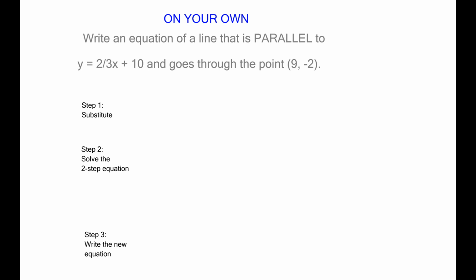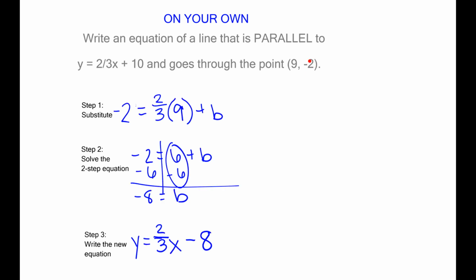Here's what it should look like if you use the slope-intercept form. You can see I use the y coordinate and put it here. I put the parallel slope here, and then I put the x coordinate here. I went through it, multiplied 2/3 times 9, and got 6, and then I just went through and solved it. So my y-intercept was negative 8. So I got y equals 2/3 x minus 8.